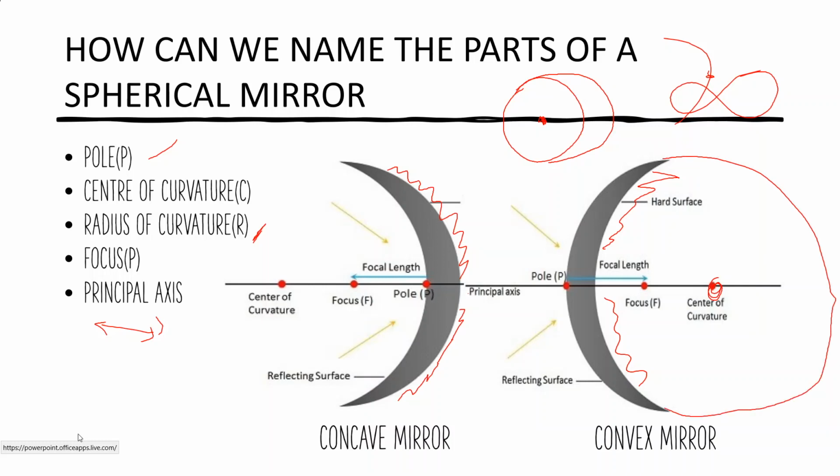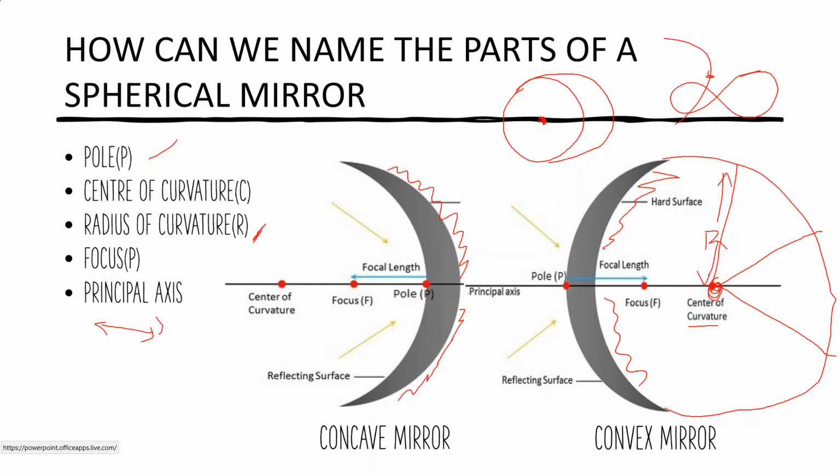The origin of this mirror is this. And what is the center of this? Center of curvature, this one. From here, if you measure the distance to the pole, that will be equal to the distance to any point I am drawing. And this distance is called the radius of curvature.